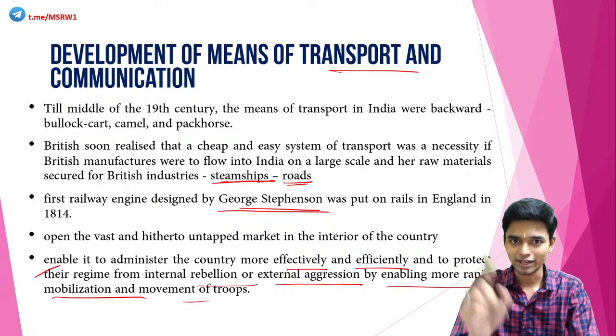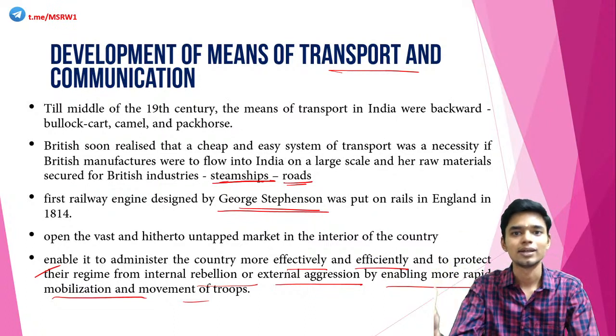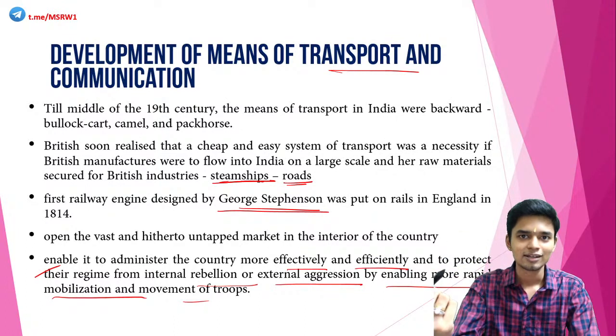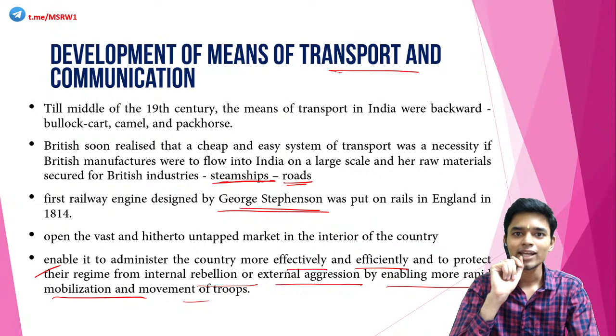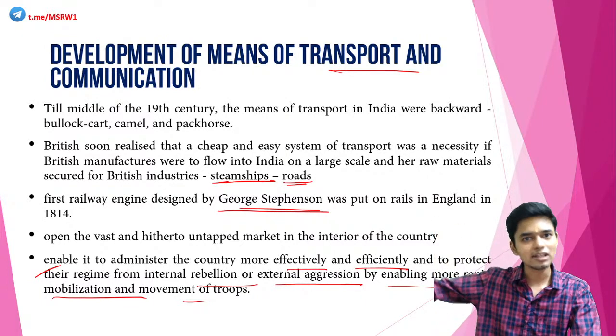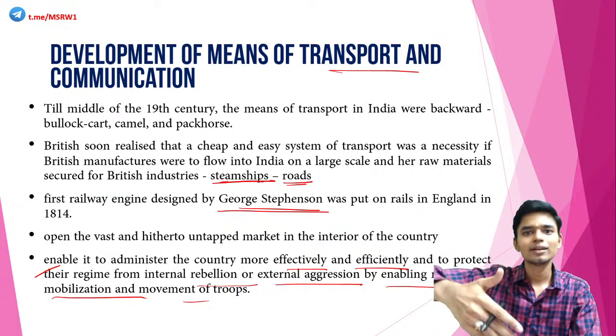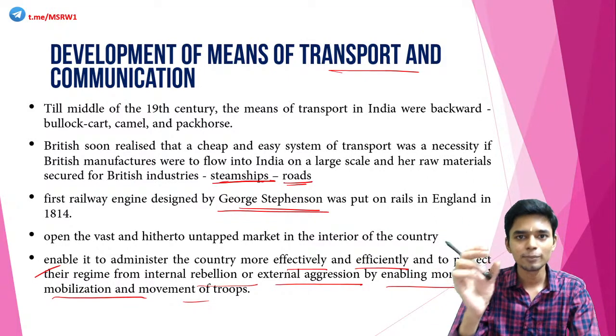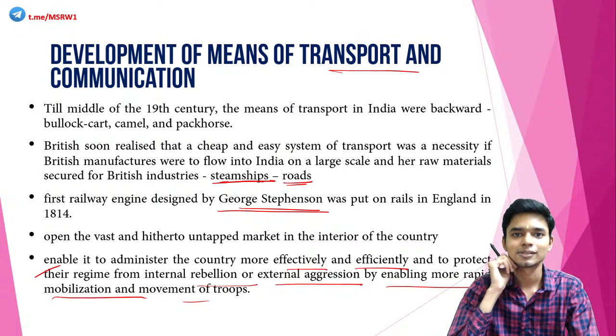So the introduction of railways actually helped them later in 1857, when the revolt happened. Why? Because a large number of British personnel can be brought from a very far place to the revolt area in a very small amount of time using railway networks.